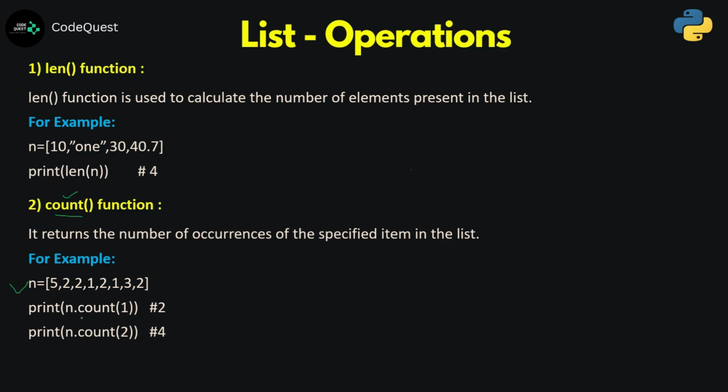Now, I'm going to call count and I'm going to specify the element, that is 1. So the meaning of this line is I'm counting how many times 1 is present in the given list, that is n. So in this list we can observe 1 is available twice or appearing twice, hence the output is 2. Similarly, when I'm trying to find out how many times 2 is occurring, so we can see this is 1, 2, 3 and 4. So hence 2 is appearing in this list 4 times.